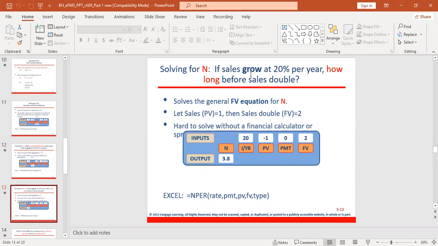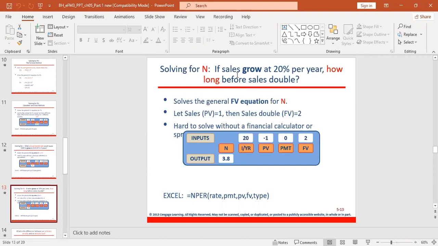Solving for N. If sales grow at 20% per year, how long before sales double? This question is what they call a word problem. If you remember in your basic STPM, there's a section in the mathematics they call word problem. So you have to use letters to indicate the known and the unknown. From this question, we are not told what is the present value.